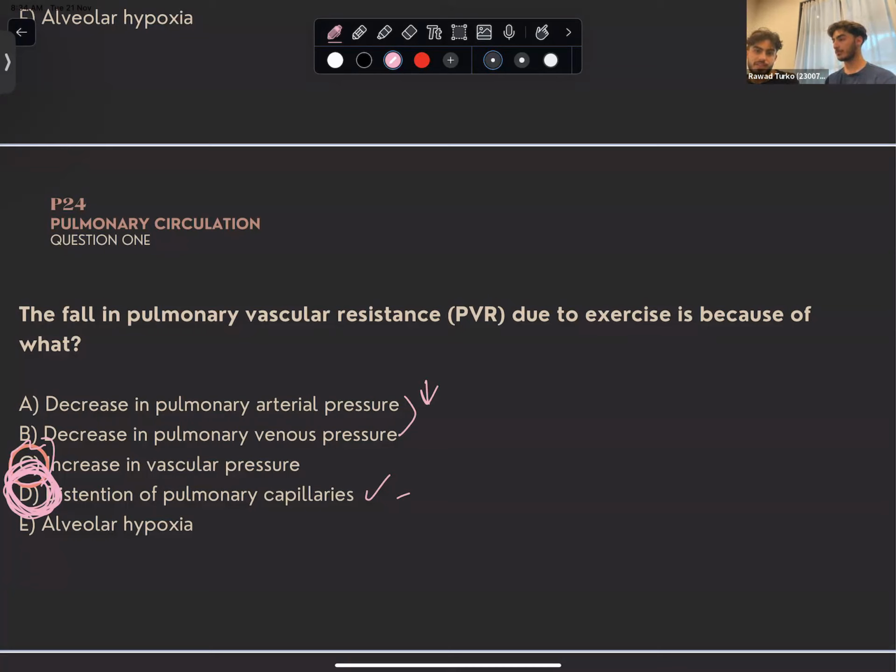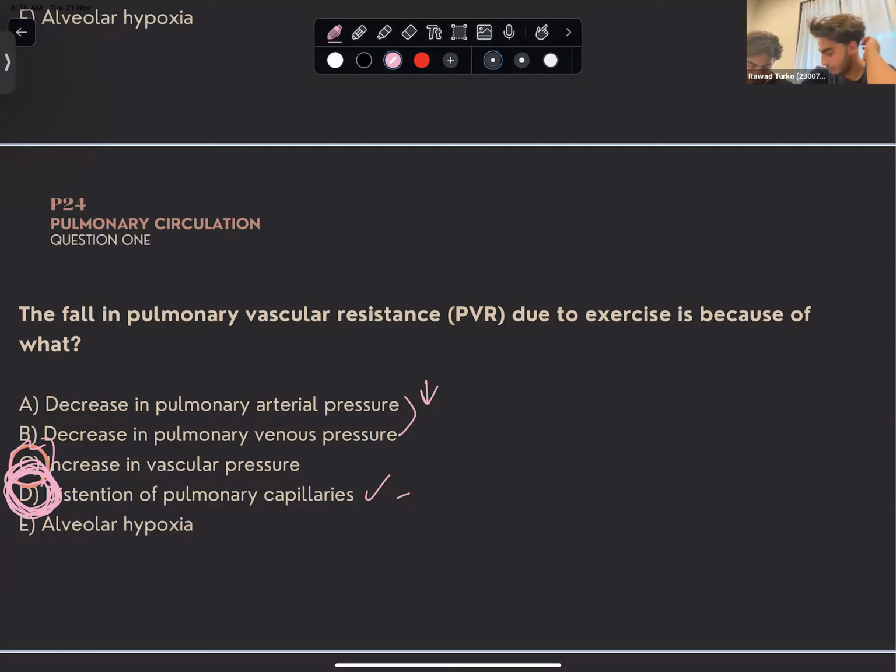Okay, so when we have a decrease in either pulmonary artery or vein pressure, we'll have a decrease in the capillary pressure in total. That means we have a decrease in the pressure. When we have a decrease in the pressure, there's less blood flow or air flow happening. That means the resistance is still pretty high, or it's still constricted.